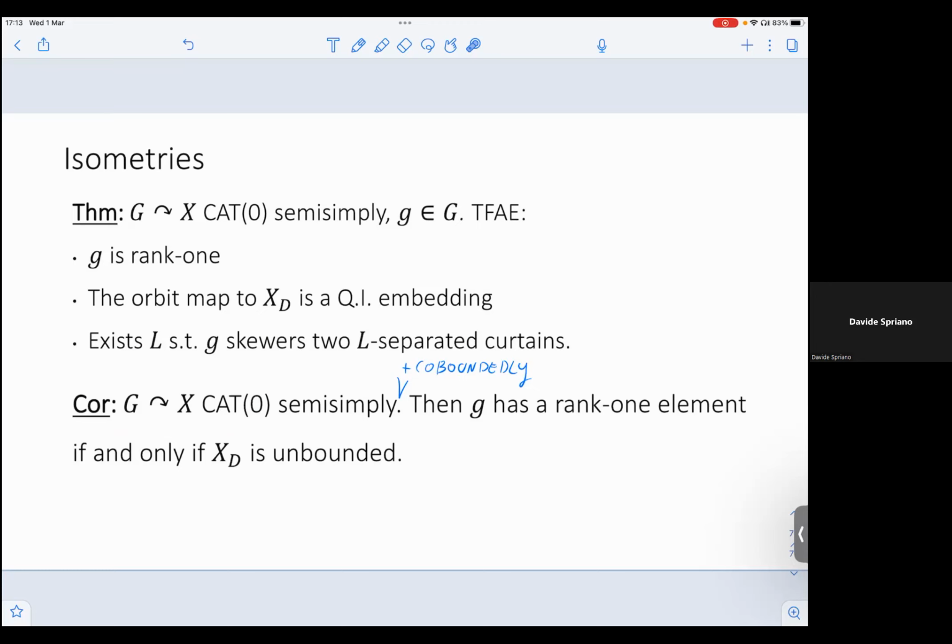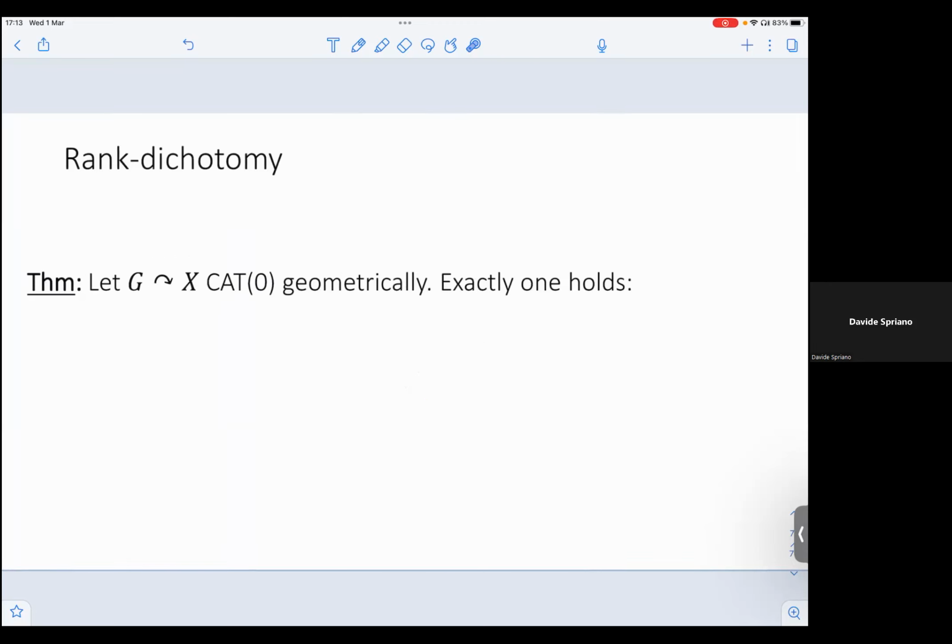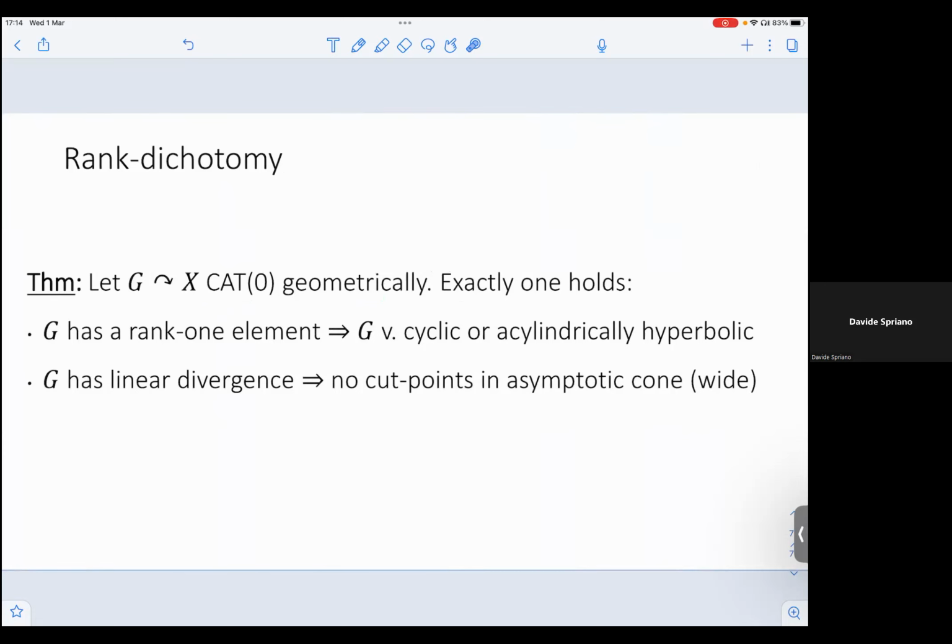Okay, this is good. Can we say more? Yes, another very interesting application that we had, this actually was our original motivation, is the following. If you have a group G acting on X geometrically, then exactly one holds. Either G has a rank 1 element, which implies that G is virtually cyclic or cylindrically hyperbolic. This implication was well known. Or, and this is really our contribution, the fact that those are the only two options, not in those implications, G has linear divergence, if you know what it means, which means that there's no cut point in an asymptotic cone. That is to say that G is wide.